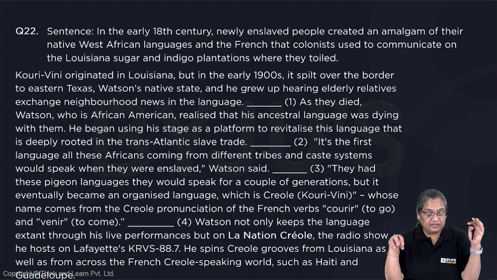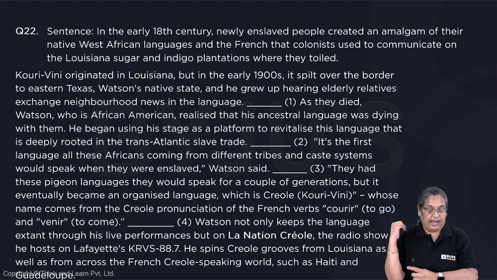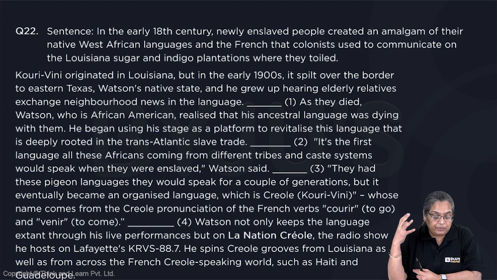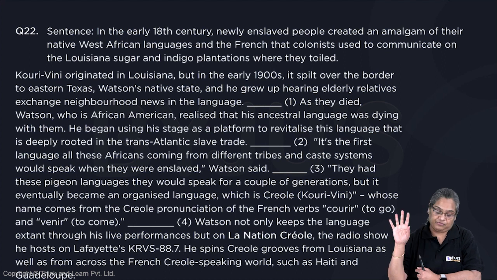The West African native languages were used by the slaves. So they mixed these two and used it to communicate on the Louisiana sugar and indigo plantations where they toiled. So these slaves used a mixture of their native West African language and French. Where did they use it? On the plantations, where they worked.